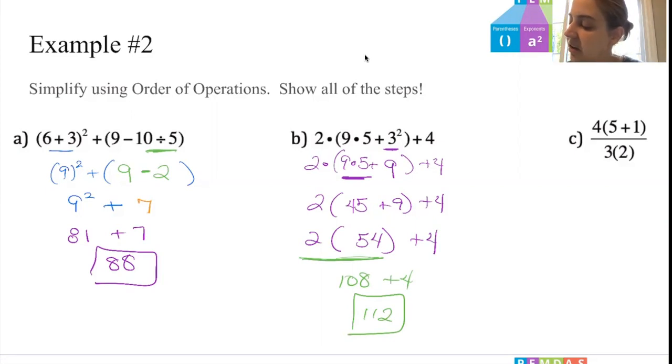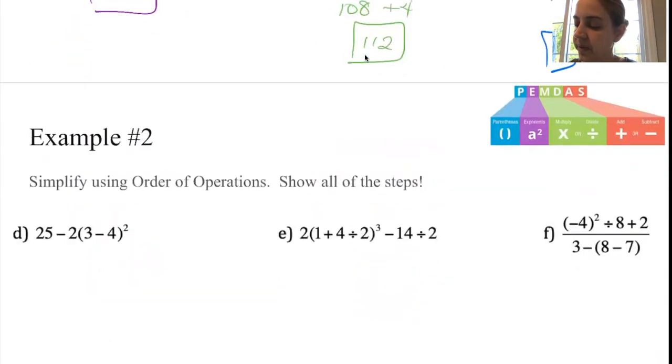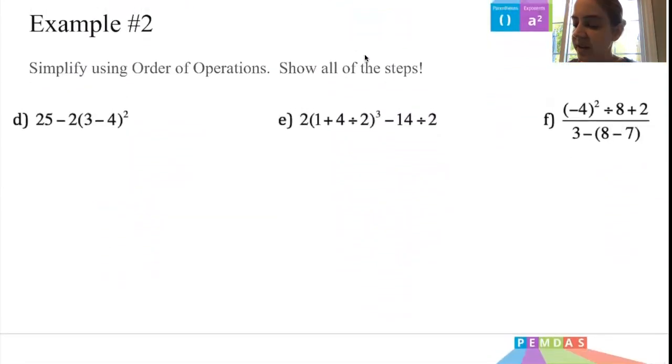In letter C, treat the numerator, which is the top, as one set of parentheses, and the bottom as another set. So do everything on the top, do everything in the bottom, and then we divide. So in the numerator, or the top, we have 4 times 6 over 3 times 2. When we multiply on the top, 4 times 6 is 24. In the bottom, 3 times 2 is 6. 24 divided by 6 is 4. Those are looking good. So example 2, a few more of these. We're going to keep going.